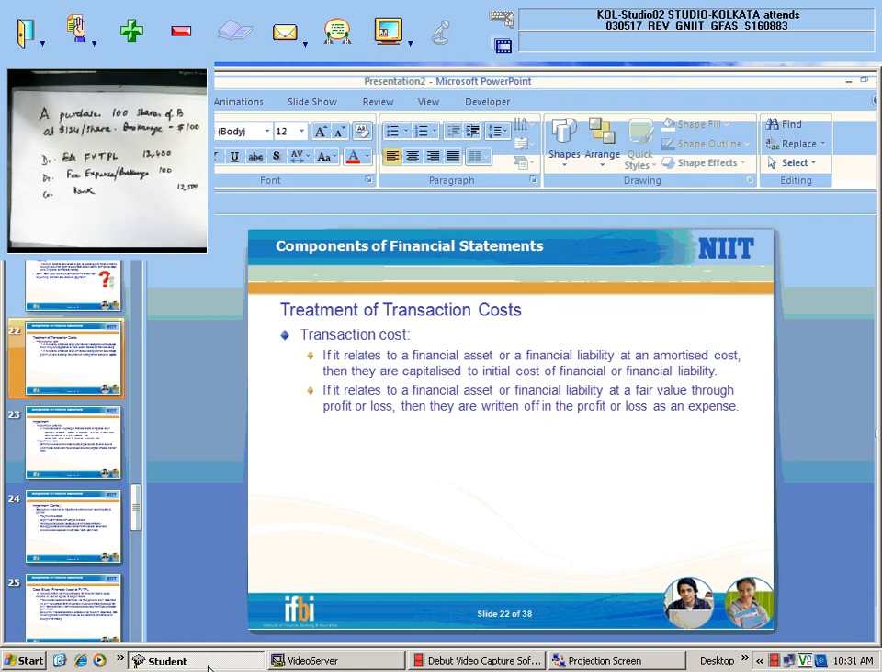The fee expense will ultimately be transferred to the profit and loss account when the entity closes its books. So the initial recognition or initial measurement of the fair value through profit and loss for these 100 shares will be only 12,400, not 12,500. The transaction cost will not be included here.